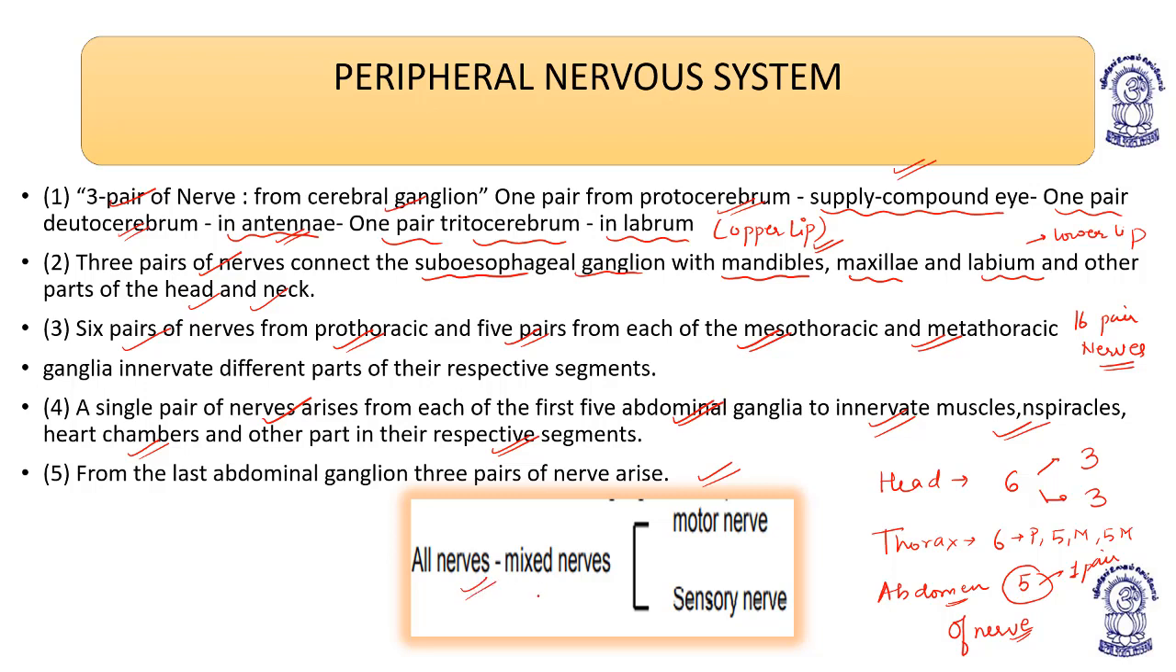All the nerves are of mixed type, meaning they function as motor as well as sensory. Motor is efferent, and sensory is afferent. So from the last abdominal ganglion, three pairs of nerves arise. The motor ones are efferent nerves, and the sensory ones are afferent nerves.